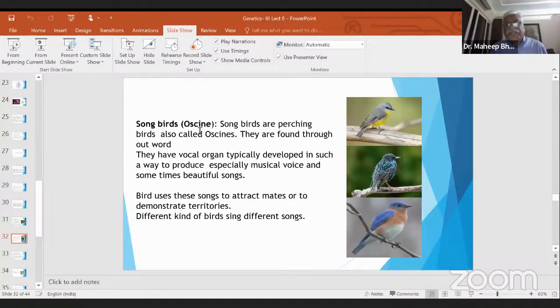They are also known as oscines. They have different musical singing patterns. Songbirds are perching birds, also called oscines. They are found throughout the world. Even in India, a large number of these birds are reported. They have a vocal organ very typically developed for a musical voice, and they can sing. That musical voice sounds like a beautiful song. These birds use these songs to attract the female or male. Different kinds of species have different kinds of songs.